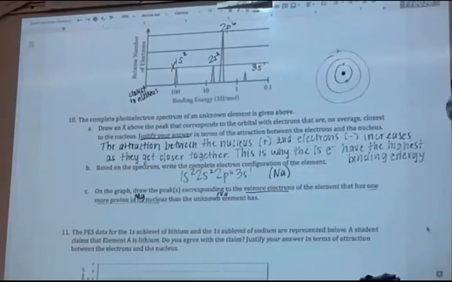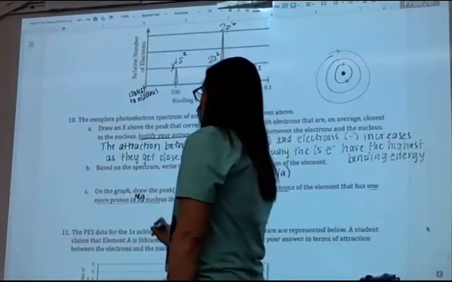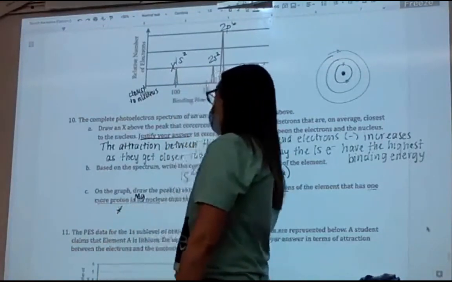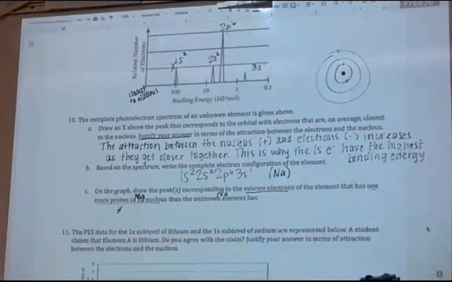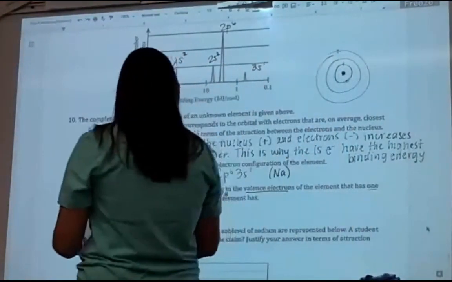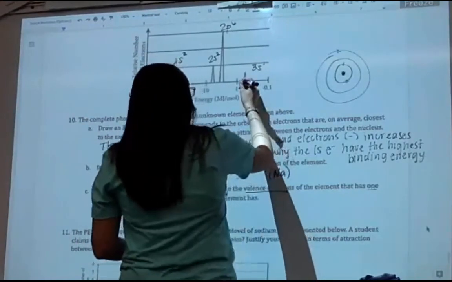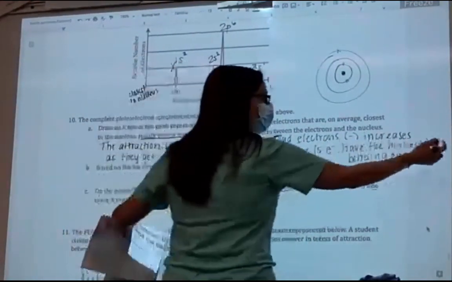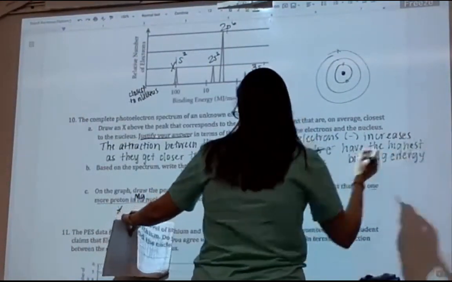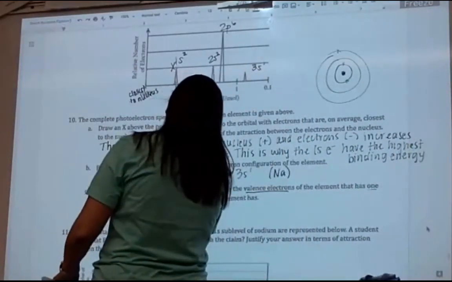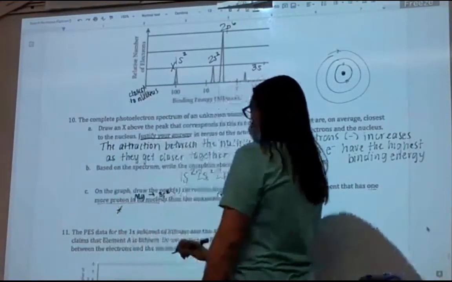So we are going to be drawing the peak that corresponds to the valence electrons of magnesium. Now this is going to be important because it has one more proton. That means it has a little bit stronger of an attraction to the valence electrons. Now Mg has 2 valence electrons. Magnesium, the configuration ends in 3s2.